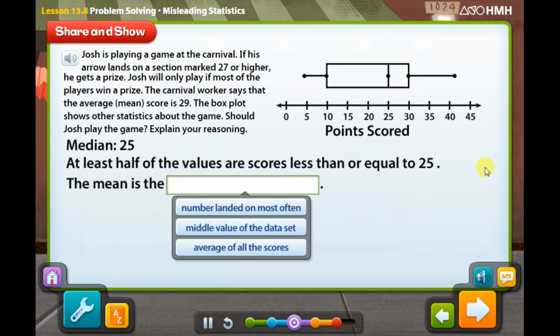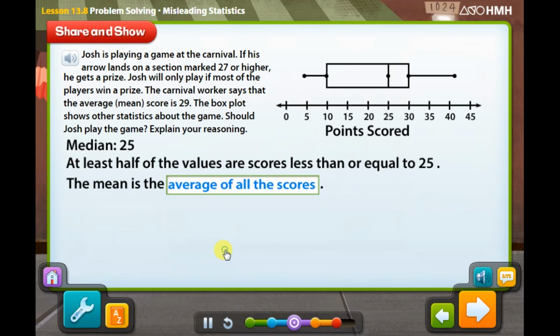How does the mean apply to this scenario? Choose the correct answer. Okay, is the mean the middle of the values in the data? No, this is the median. The number landed on most often? No, I don't know the frequency from the box plot. The average of all scores? Of course, the mean is the average of all scores. So it is the average. That's right. The mean is the average of all scores.